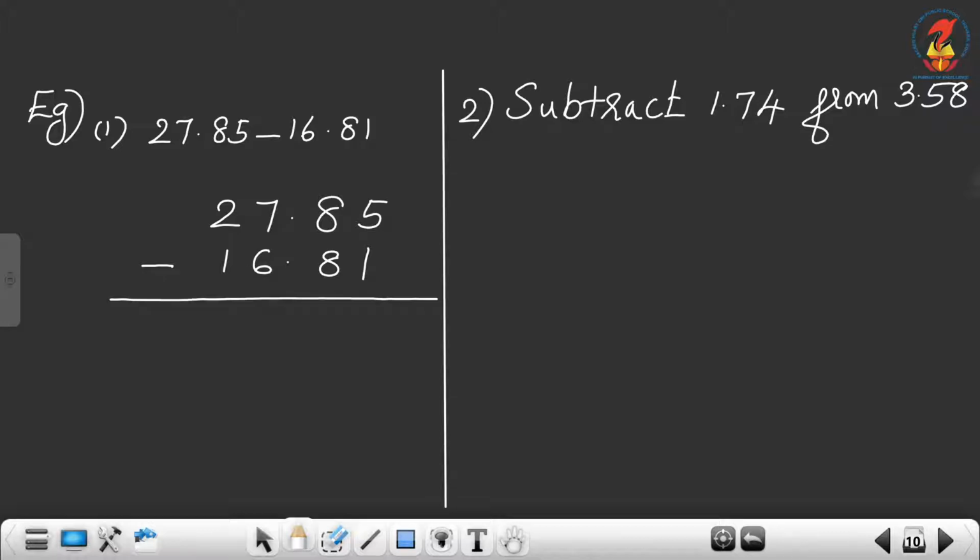Now we have to do the subtraction. So here also you have to look at the decimal place and start from the hundredths place. Then 5 minus 1, 5 minus 1 is 4. 8 minus 8, 0. Next comes the decimal point. Put the decimal point. 7 minus 6, 1. 2 minus 1, 1. So the answer is 11.04.